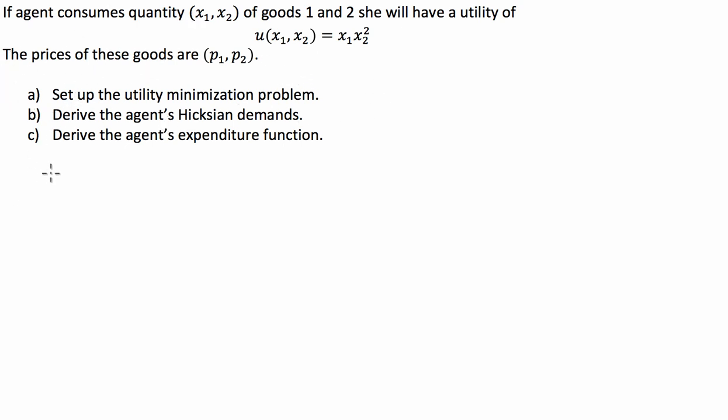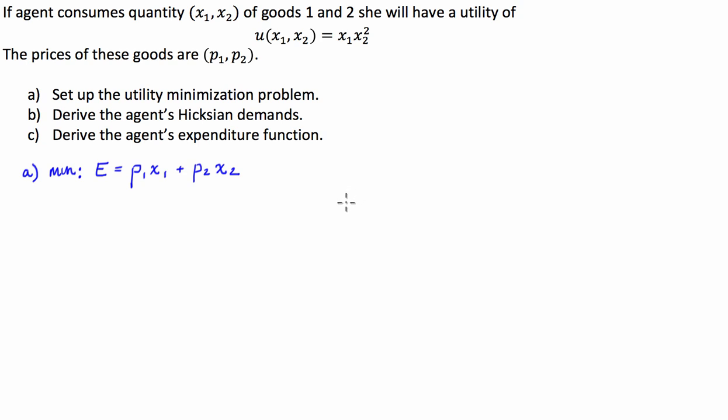So let's have a look, part A. We're looking to minimize the agent's expenditure. The expenditure function is just the price of good one times the number of good one that you buy plus the price of good two times the number of good two that you buy. Let's call this the expenditure, capital letter E, is the price of good one times the amount of good one that you buy, added to the price of good two times the amount of good two that you buy.